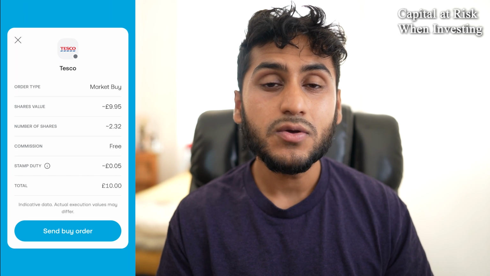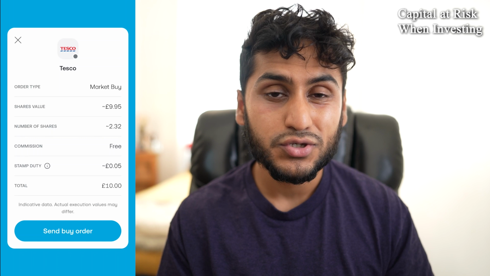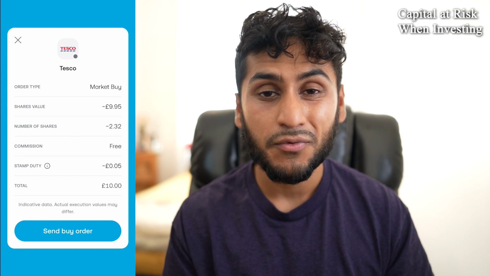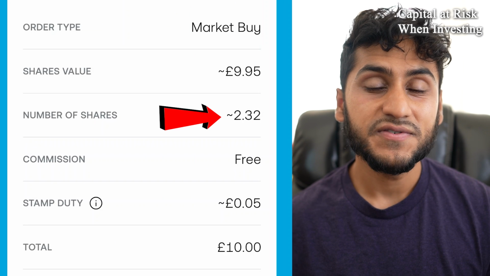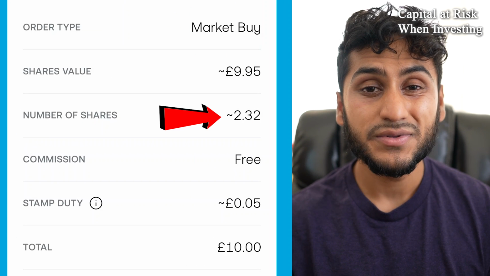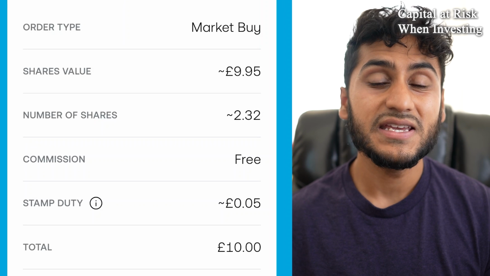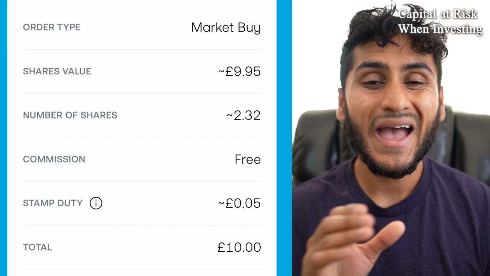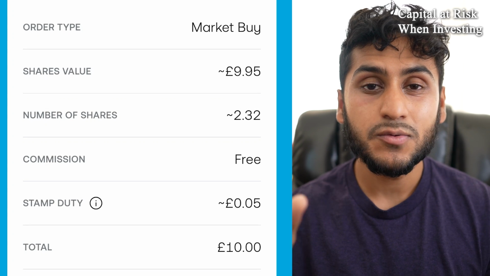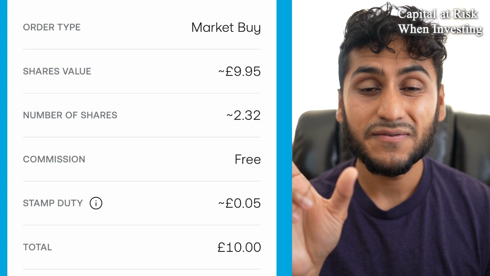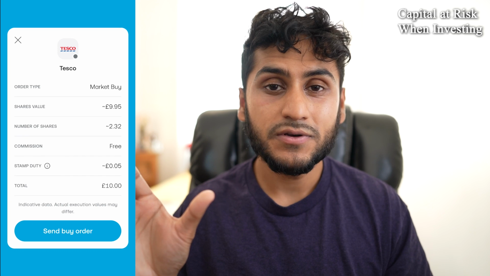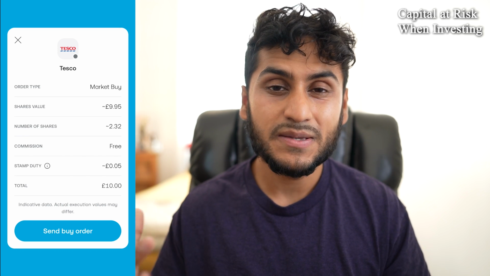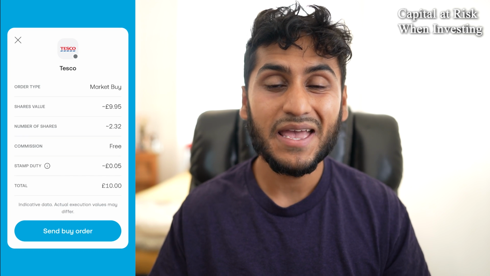You can see with UK companies, there is a stamp duty fee that you do have to pay. And for £10 worth of Tesco stock, that will be around 5 pence. Now, next to the number of shares, there is an approximate symbol. This is because, like I said, when the market is open, the price will fluctuate. So for £10, Trading 212 acts as the stockbroker to provide you with the exact amount of shares that you can get for £10. Obviously, the process behind buying stocks is more complicated than that, but I'm just oversimplifying it, as this video is aimed at beginners.